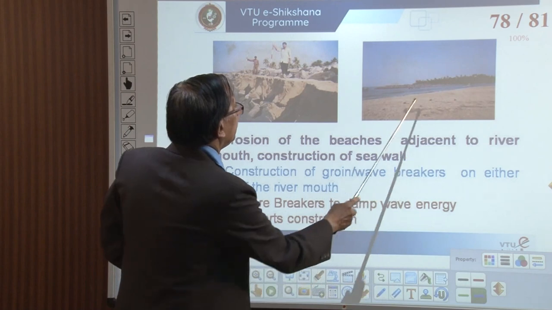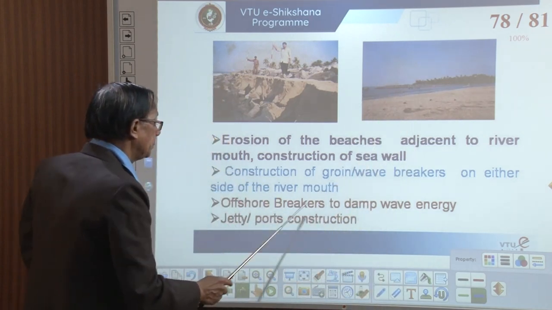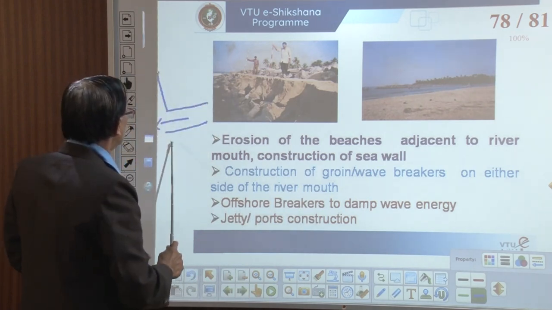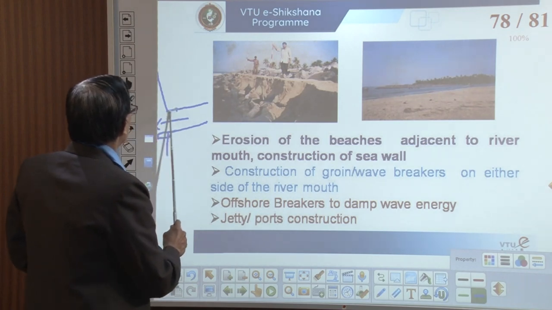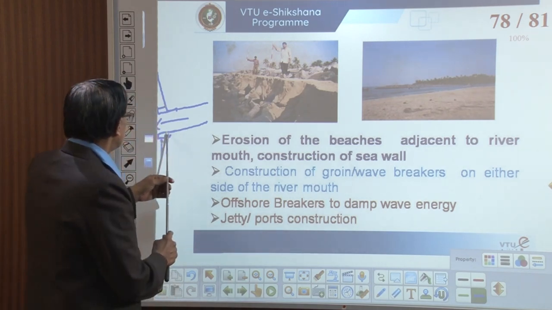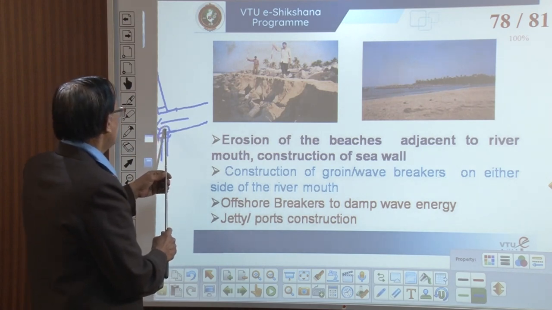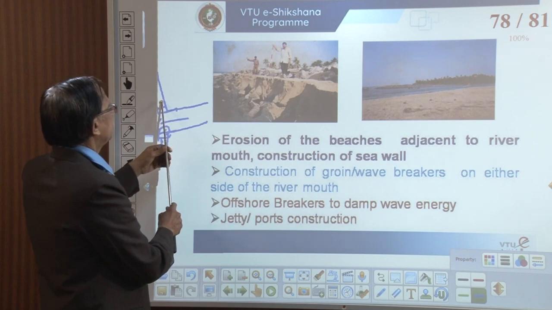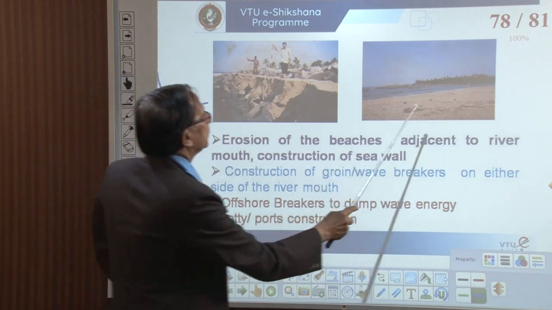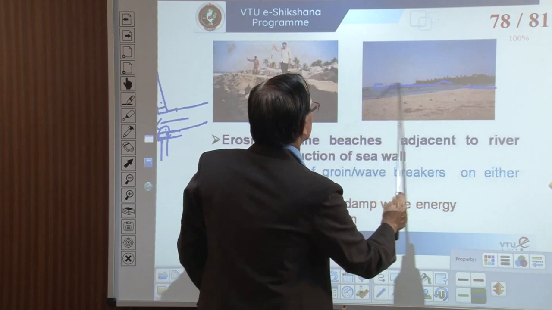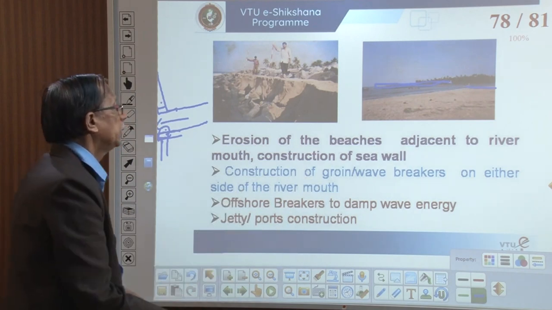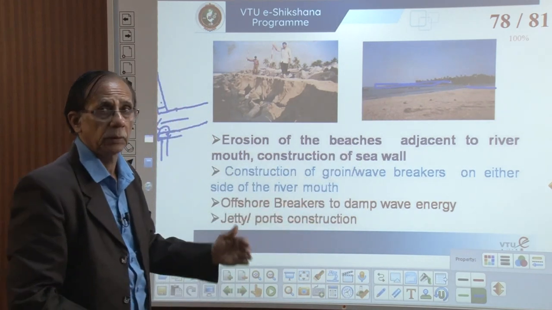Construction of groin, wave breaker: here we have constructed a wave breaker on either side of the river mouth. If this is the river flowing like this, if this is the coast, if we have constructed a groin like this, all wave breakers, alongshore drift we can prevent. Thus, spit formation we can prevent. When the spit formation is prevented, migration of the river is prevented, and this kind of failure can be checked. Therefore, if the river flows like this and we construct a structure like this, that can help to prevent it. Construction of groin, it's also called a wave breaker, to control wave energy.